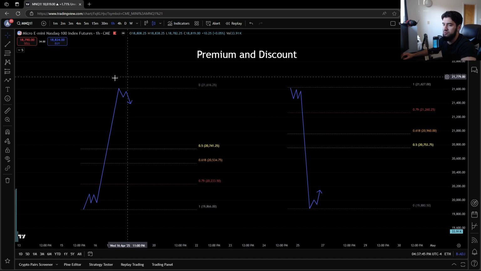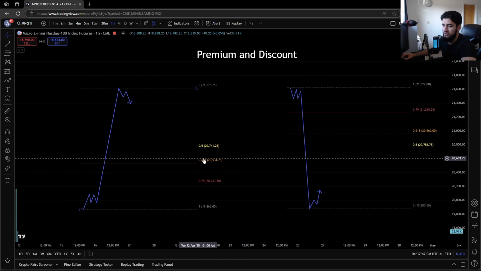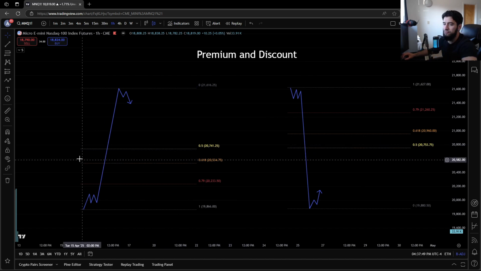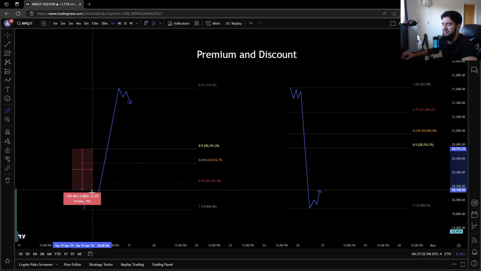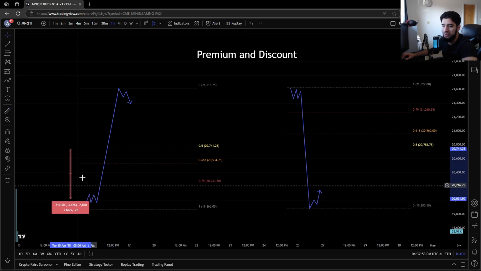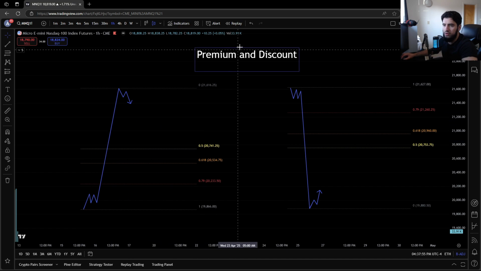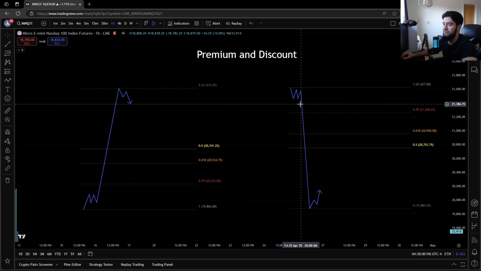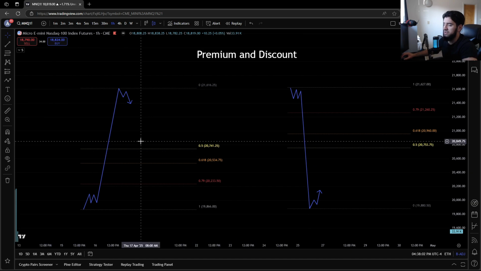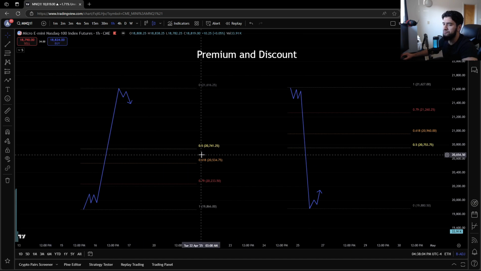So in terms of these levels that we have right here, we see the 0.5 level. This is also known as the equilibrium or the golden zone. So golden zone, equilibrium, discount, premium, it's all essentially the same thing. Premium and discount is just in terms of ICT, and then golden zone is just like smart money concept and things like that. So what does it mean, right?